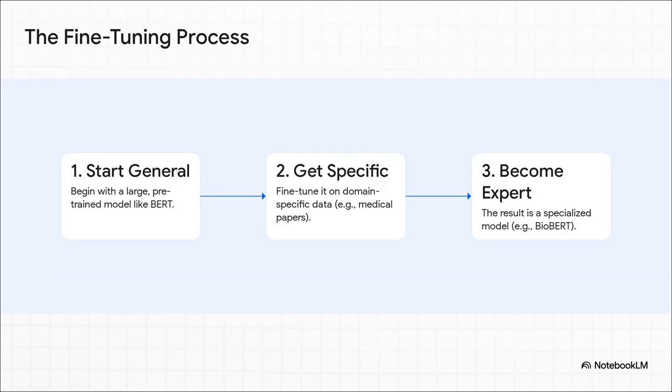The process is actually pretty straightforward. You start with a powerhouse like BERT. Then, you fine-tune it by feeding it nothing but, say, thousands of medical research papers. And what comes out the other side is a new expert model, like BioBERT, that now understands medical jargon and context in a way the original model never could.